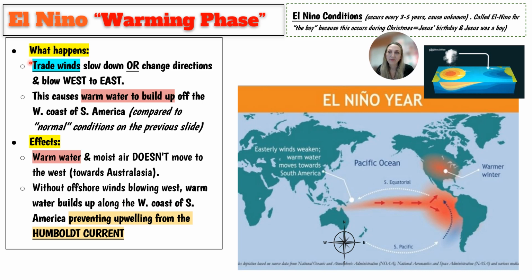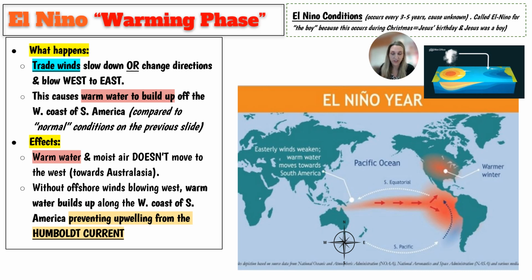In El Nino, the trade winds will either slow down. So instead of this very strong equatorial trade wind blowing from east to west, it ends up being this little weak wind, just a little puff of wind, not a lot of energy behind it, pushing water across. But it's not pushing it all the way across when it's weak, just a little tap.